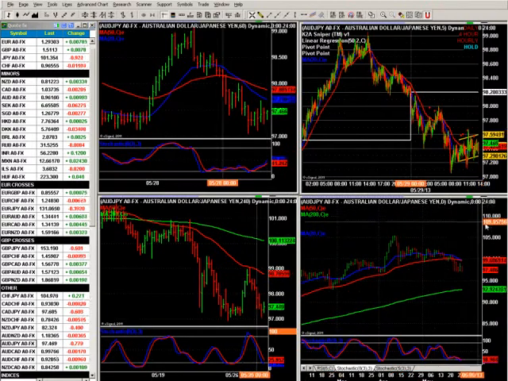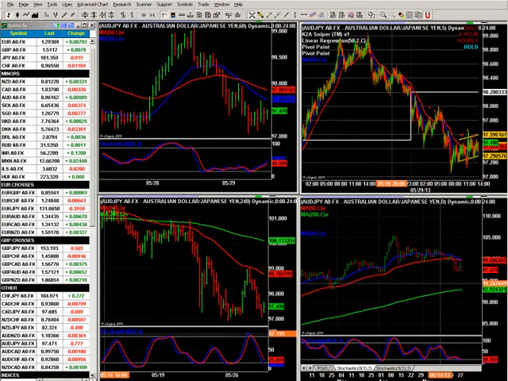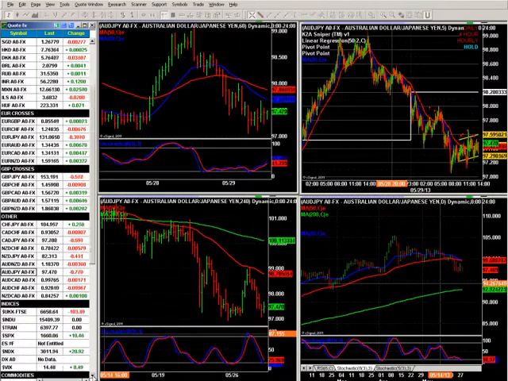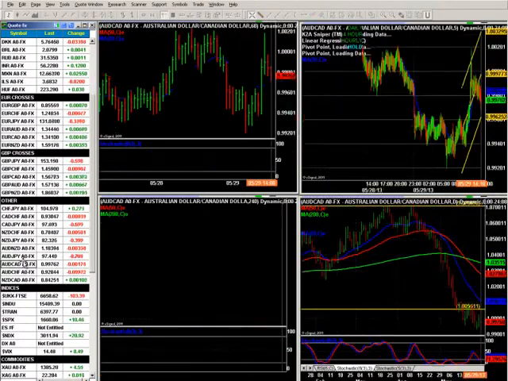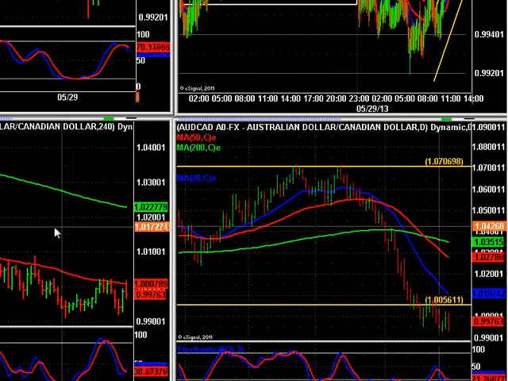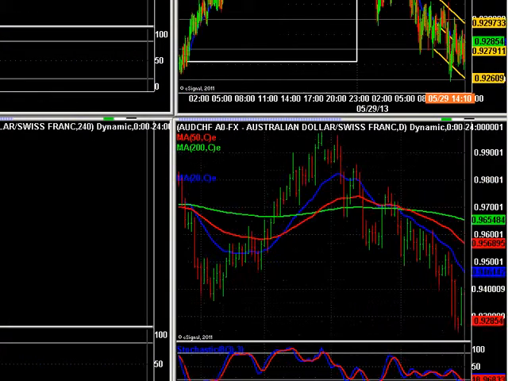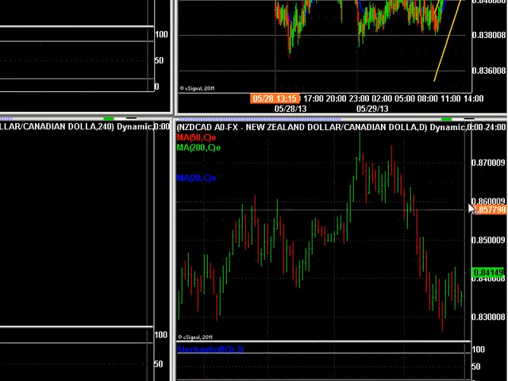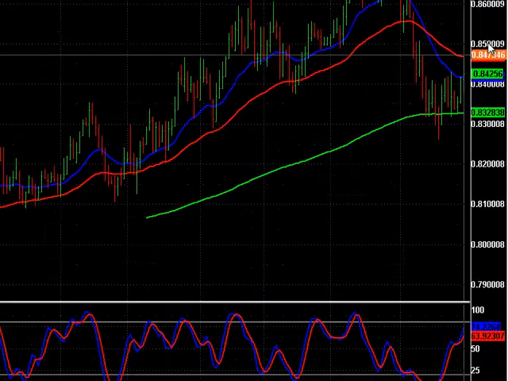Got Aussie yen here. Not clear at all. Not clear. Not clear. Now we got Kiwi Canadian.